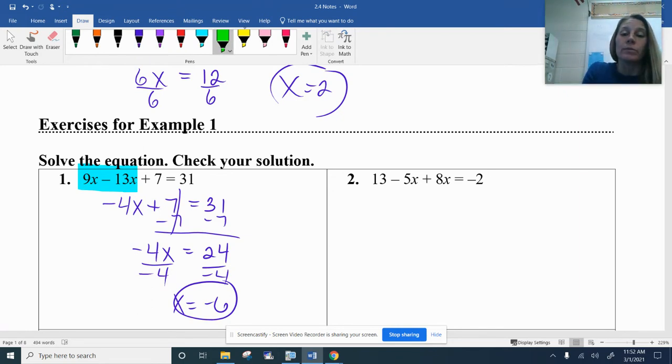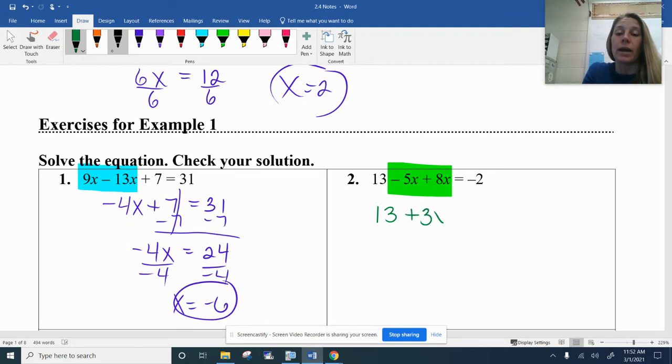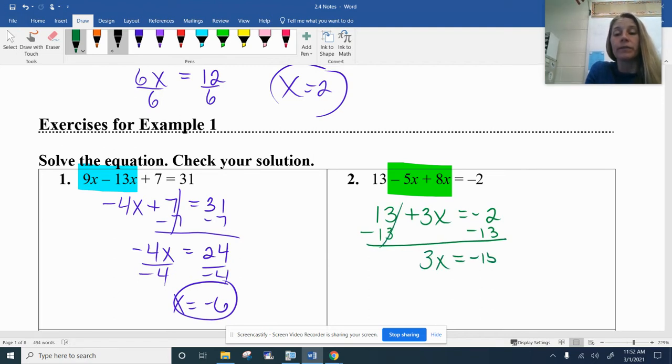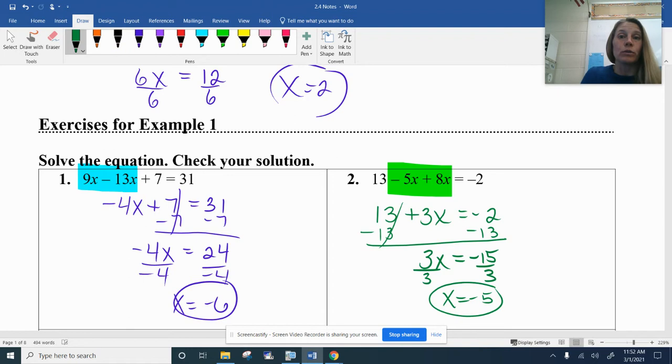If we take a look at the next problem, this time we have, again, two like terms on the same side of the equal sign. Negative 5 and positive 8 give me a positive 3x when I combine those. Now I want to move my 13 over using my inverse operation of subtraction. 3x equals negative 15. Dividing by 3, x equals negative 5 is our solution.